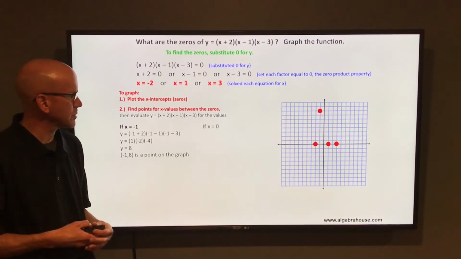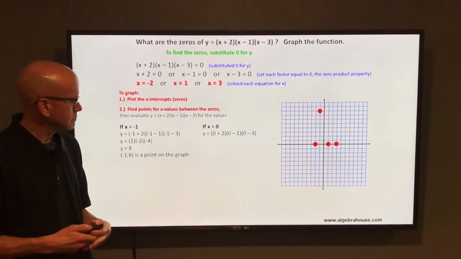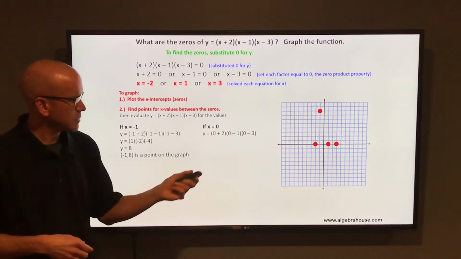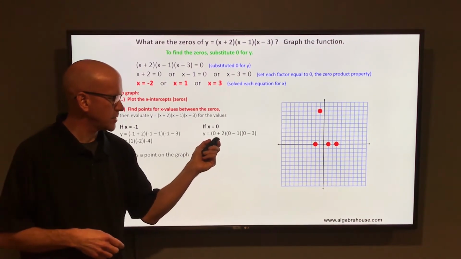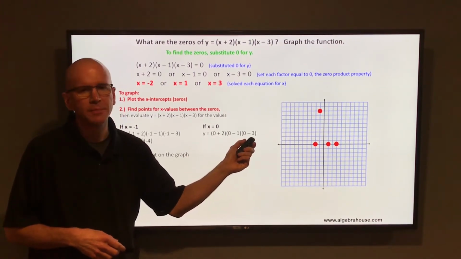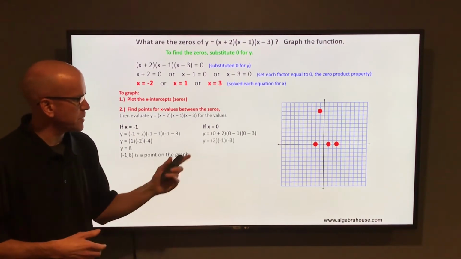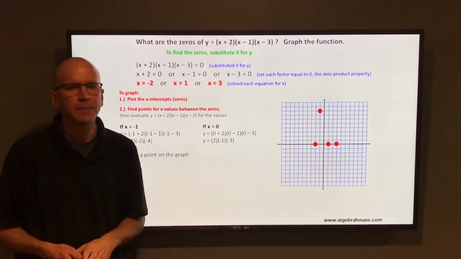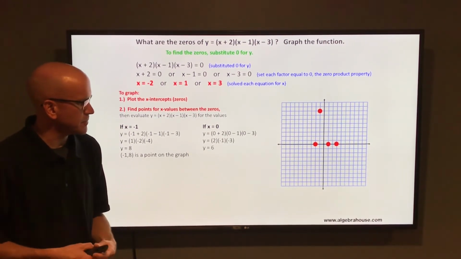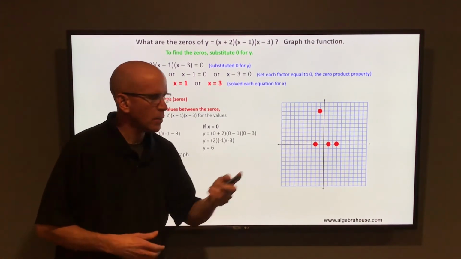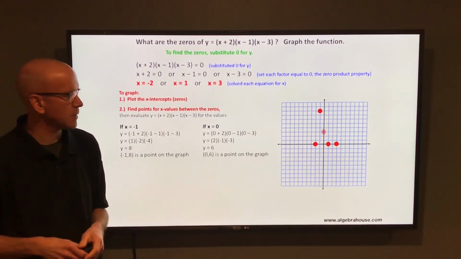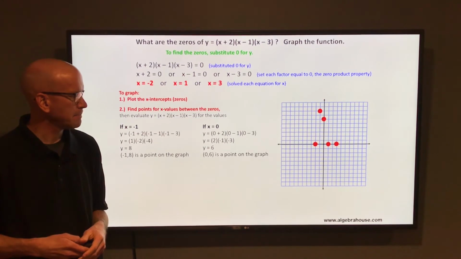Then substitute 0 in for x. So when you substitute 0 in for x, it's going to be 0 plus 2 times 0 minus 1 times 0 minus 3. Well, that would just be 2 times negative 1 times negative 3. And that turns out to be positive 6. So when x is 0, y is 6. So just go up 6 on the y-axis and put a point.